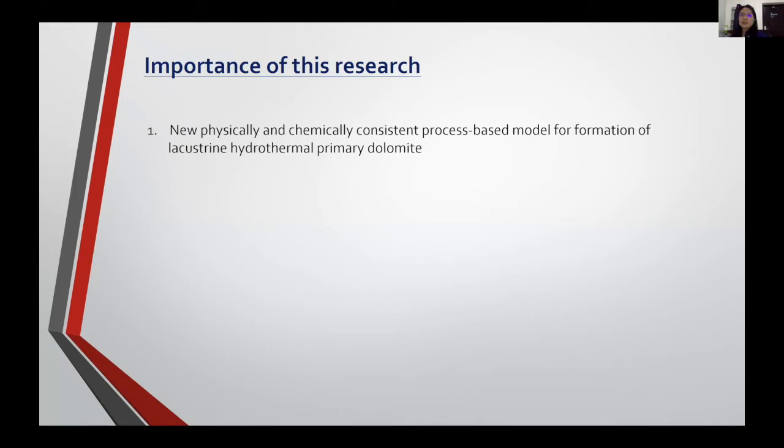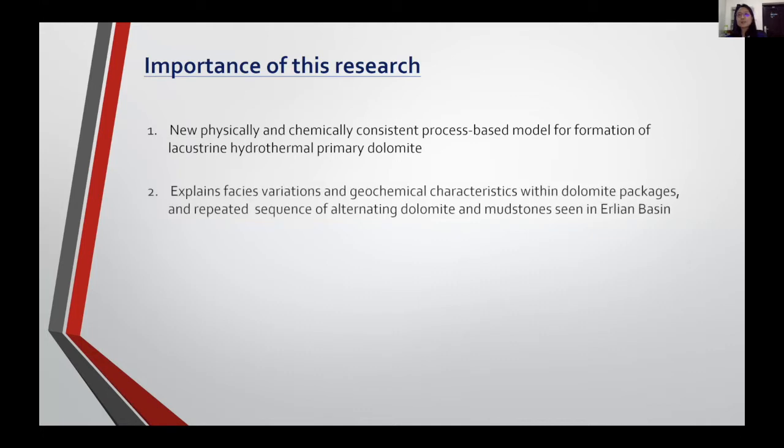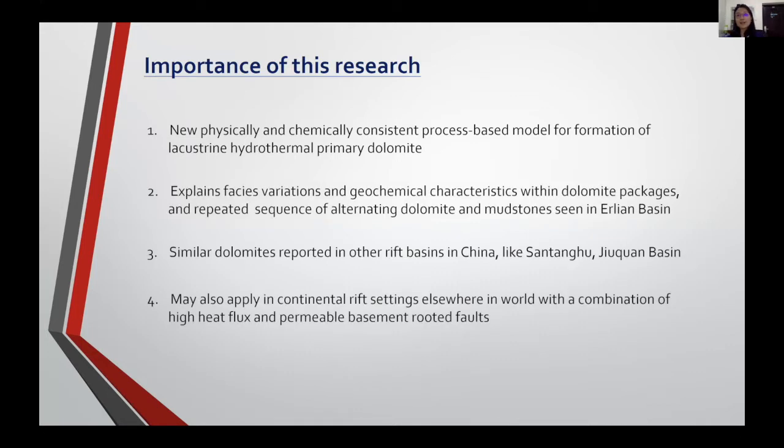Similar dolomites are repeated in other rift basins in northern China. They may also be found in other rift basins worldwide, which have not been reported yet. So this new model has a wider relevance for dolomite forming in continental rift settings with a combination of a high halide flux and permeable basement rotated faults.